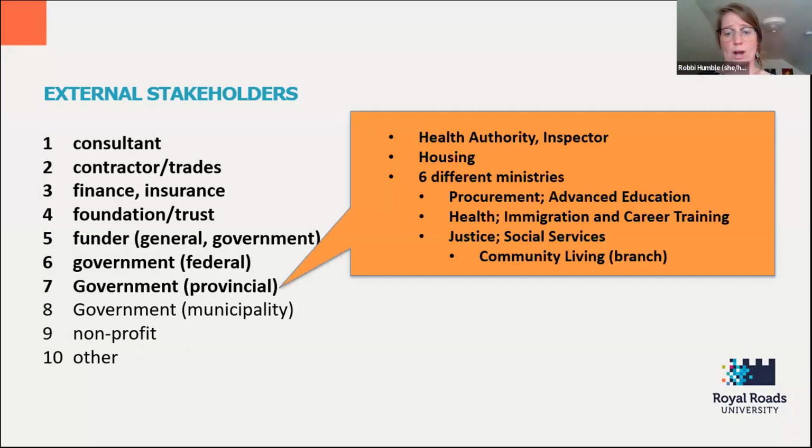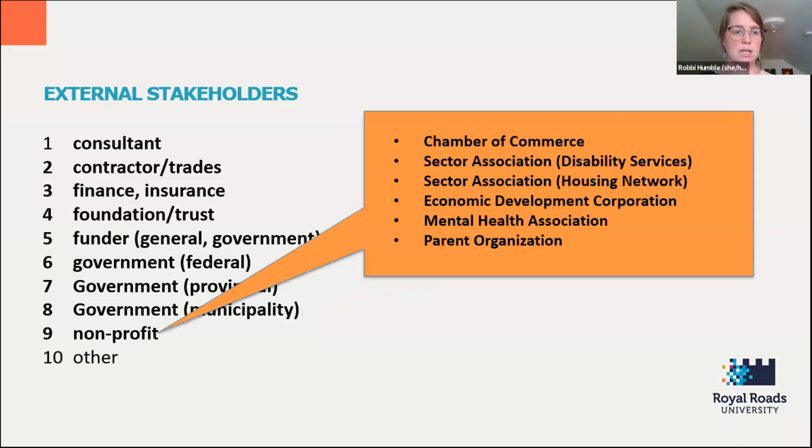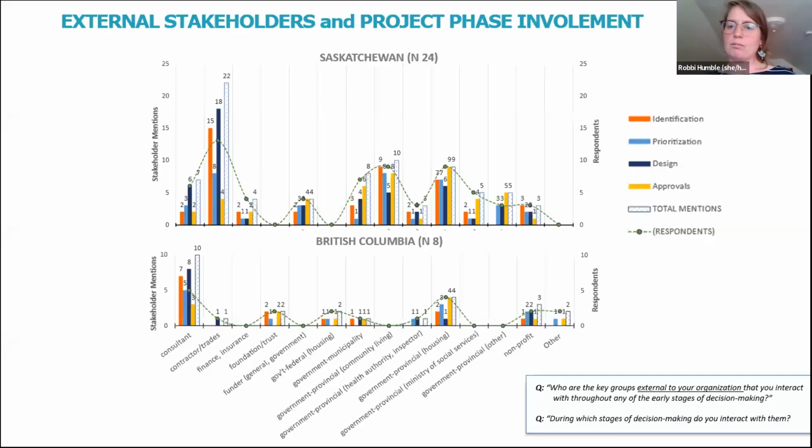The provincial government had a wide range of groups, but particularly in Saskatchewan, and I'll show you that in a moment. And then in terms of the municipalities, the most common identification was simply the city of blank. But otherwise, there was a wide variety of departments that were named. And then in the nonprofit area, there was a couple of sector associations as well as economic development groups, and also a parent organization. So one organization that was like a subsidiary only pointed to their parent organization as the only organization that they work with. So that was another interesting nuance.